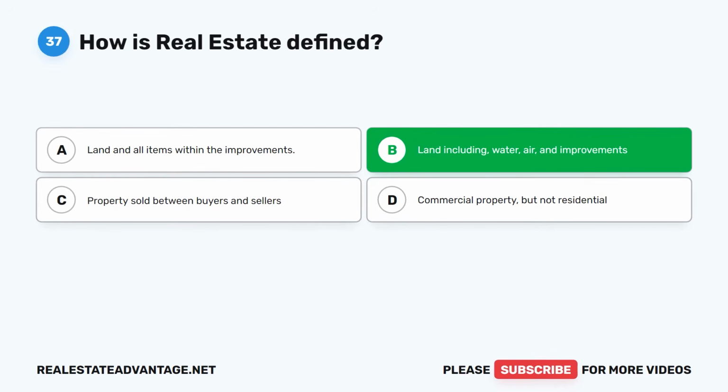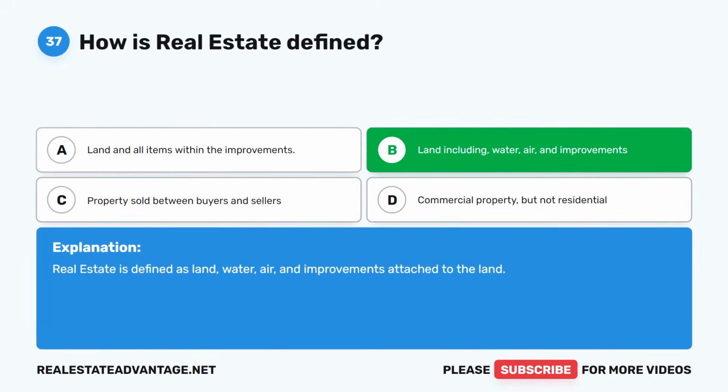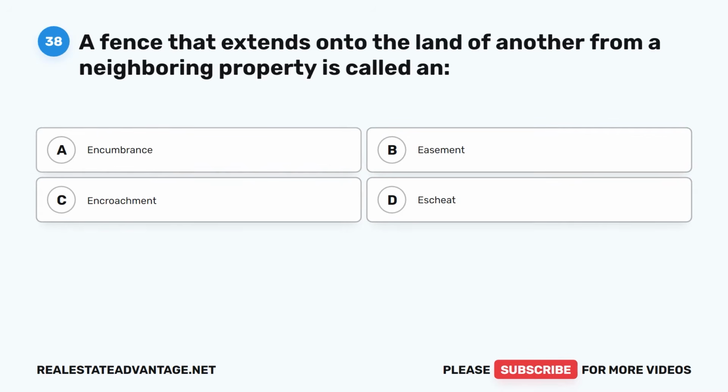Land including water, air, and improvements. Real estate is defined as land, water, air, and improvements attached to the land. Question 38. A fence that extends onto the land of another from a neighboring property is called an A. Encumbrance, B.